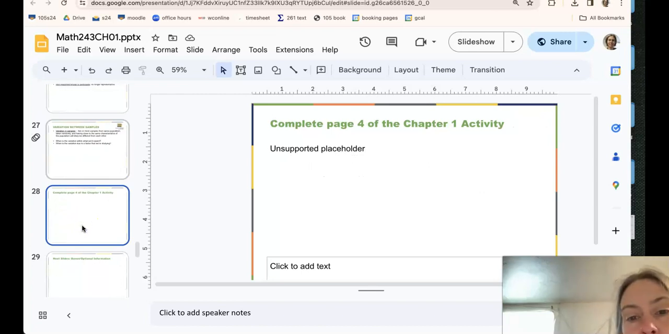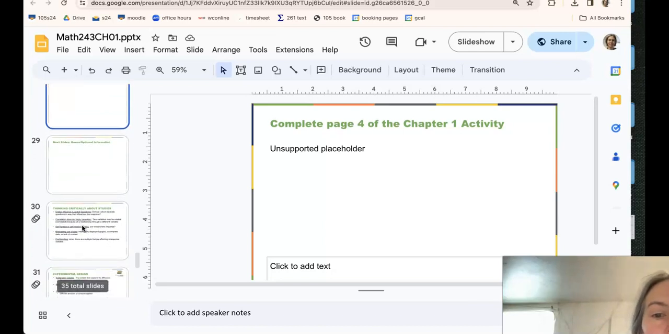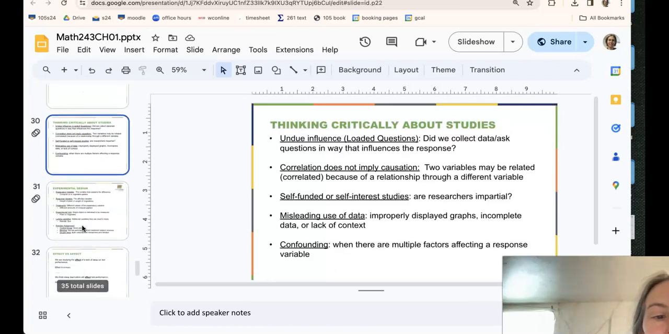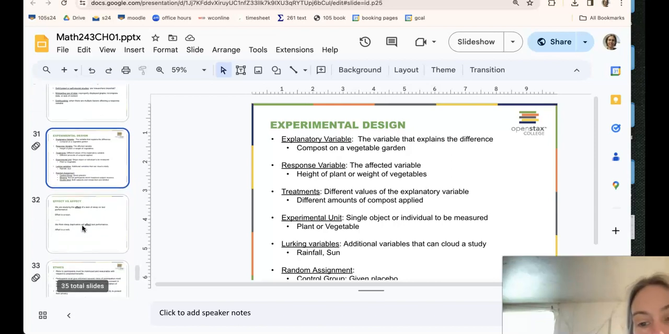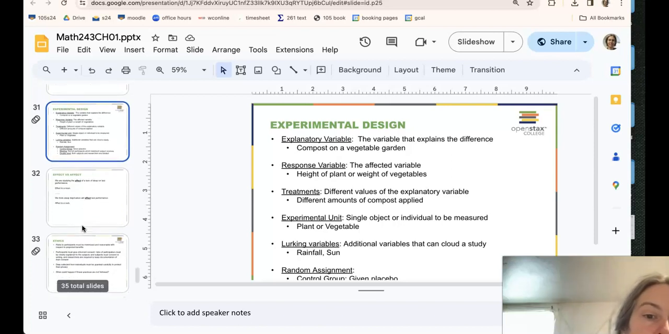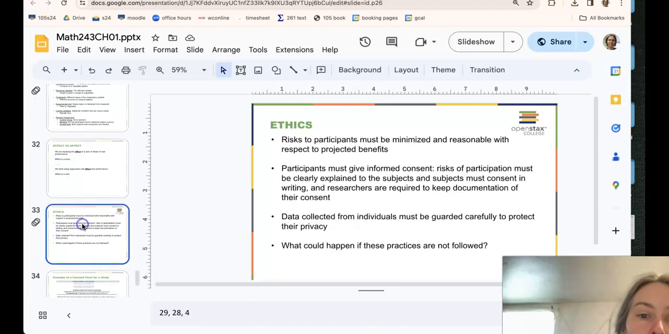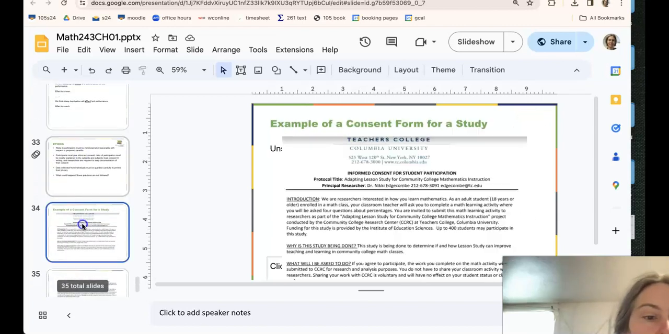So you can go complete page 4 of that activity. And I do have some more slides here with additional information. I'm probably not going to be asking you questions about this, but you might be interested in it, especially if you're going to go on to study psychology, or anybody who's going to be reading research papers, even medical research. You may want to read a little bit more about this.